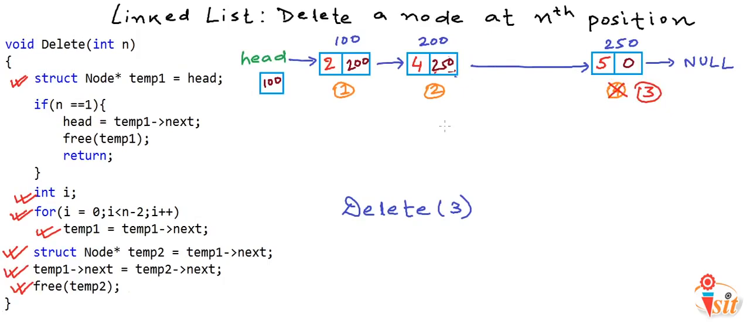We can also have a problem where we may want to delete a node with a particular value. You can try implementing it.